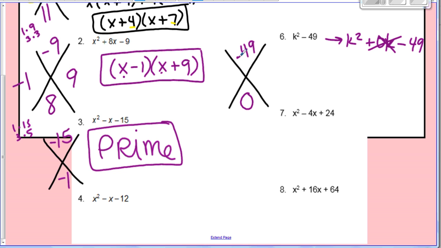So now what times what gives me negative 49 and adds to 0? Well, 7 and negative 7. Shortcut says that I can just take these two pieces. So k plus 7 times k minus 7.